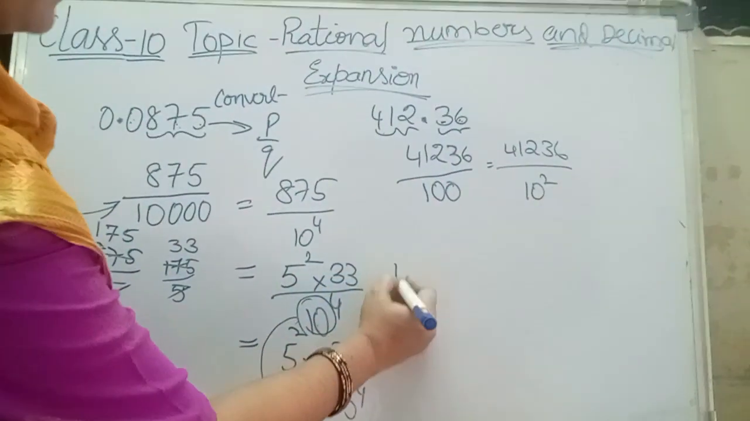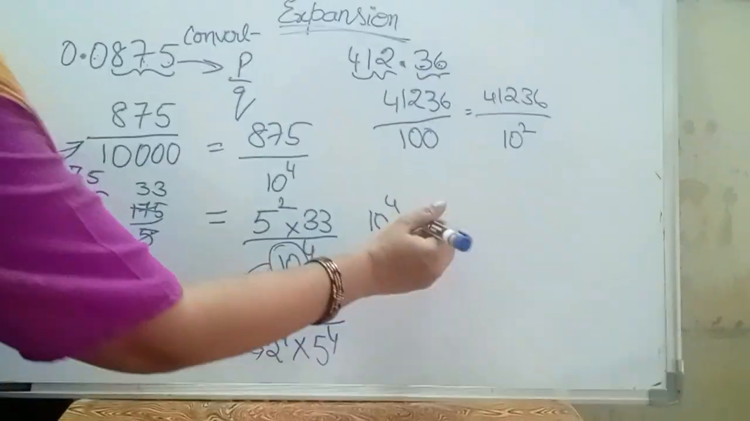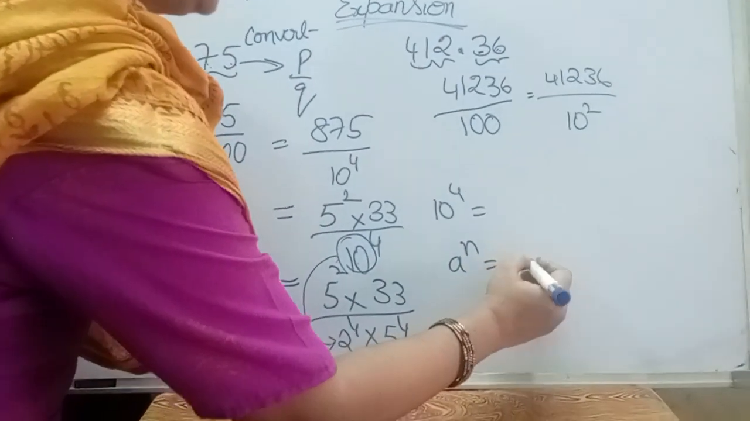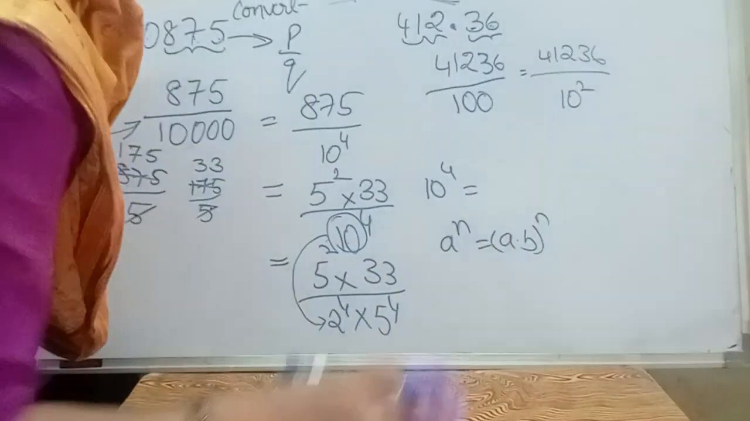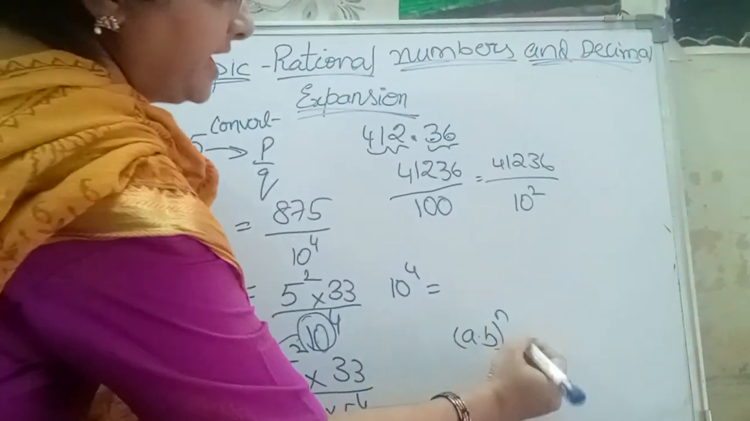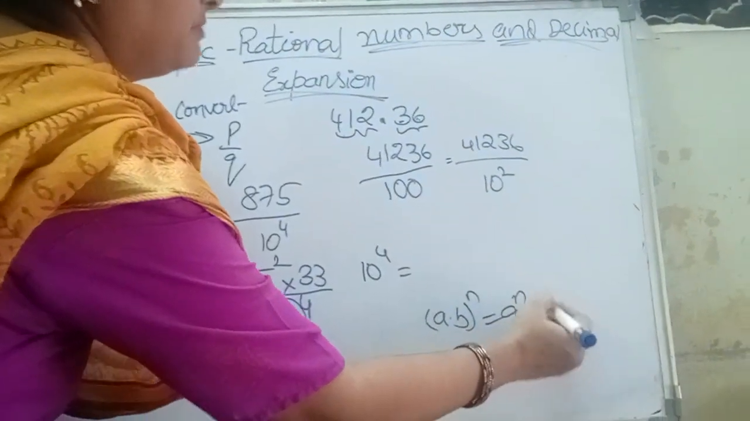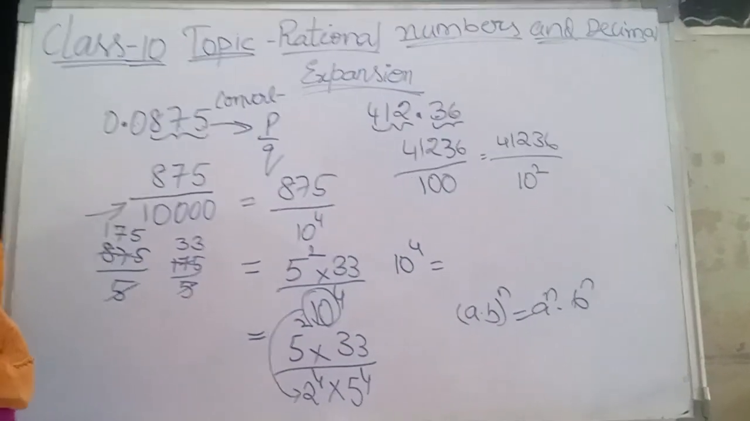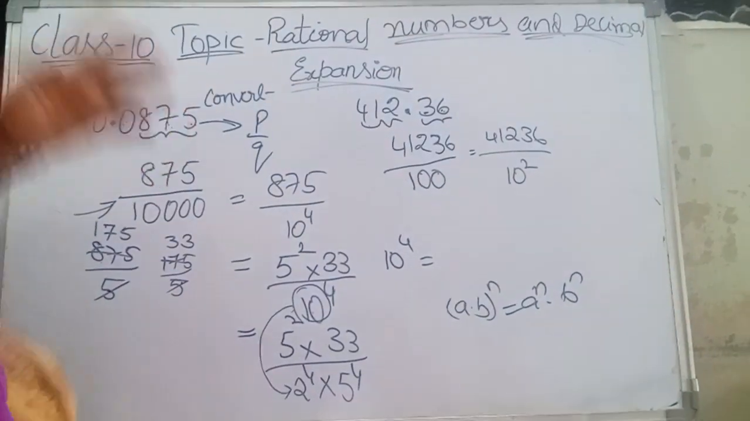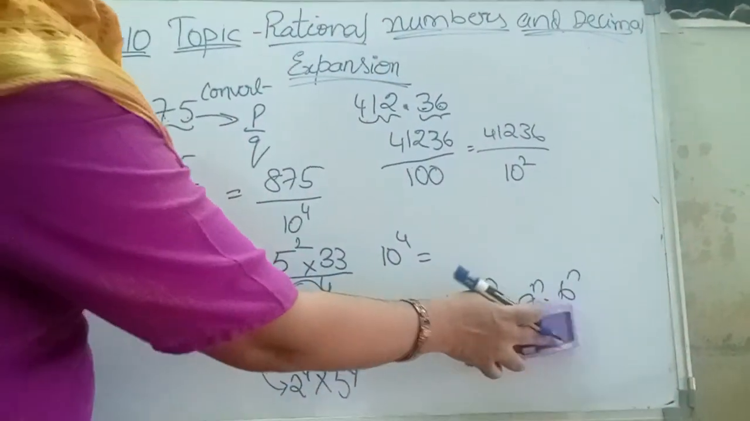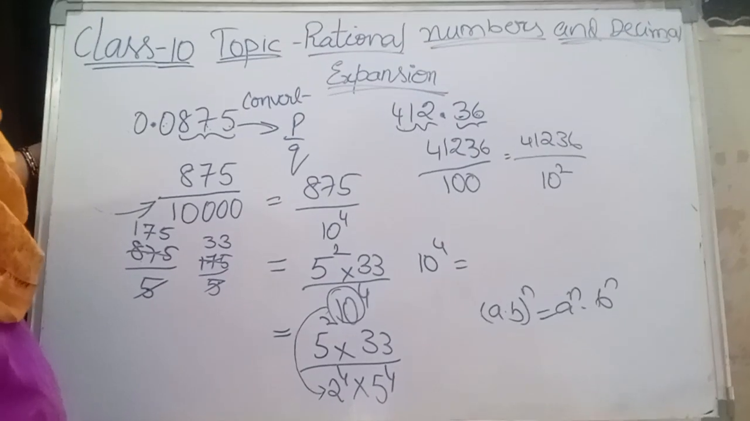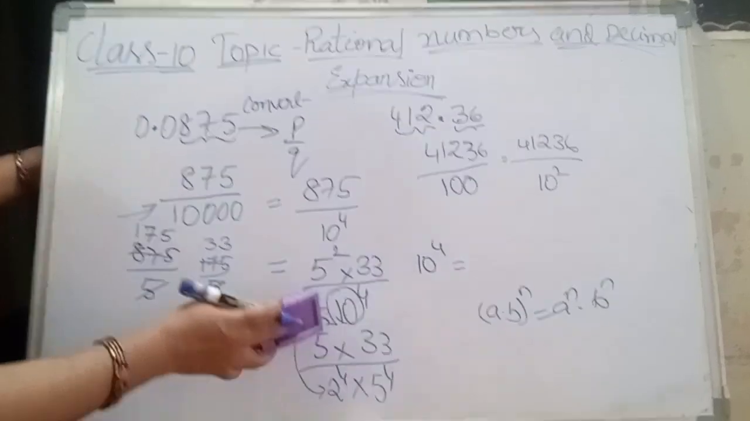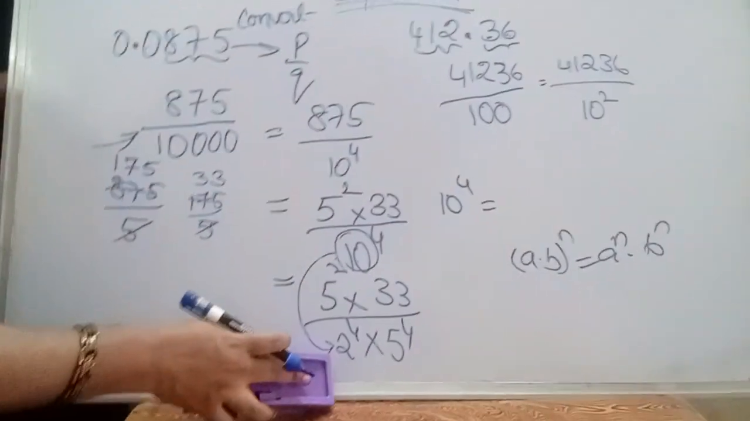We know from the previous classes that if (a into b) power n is given, then a into b whole power n equals a power n into b power n. This is the formula for expansion. So in that way, I have written 10 power 4 as 2 power 4 into 5 power 4.